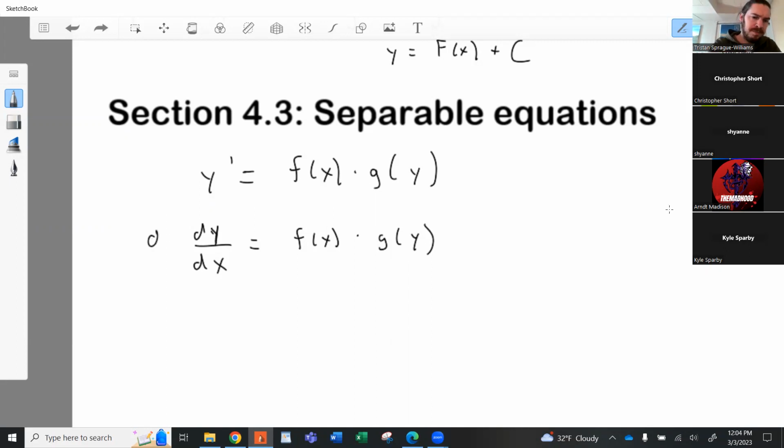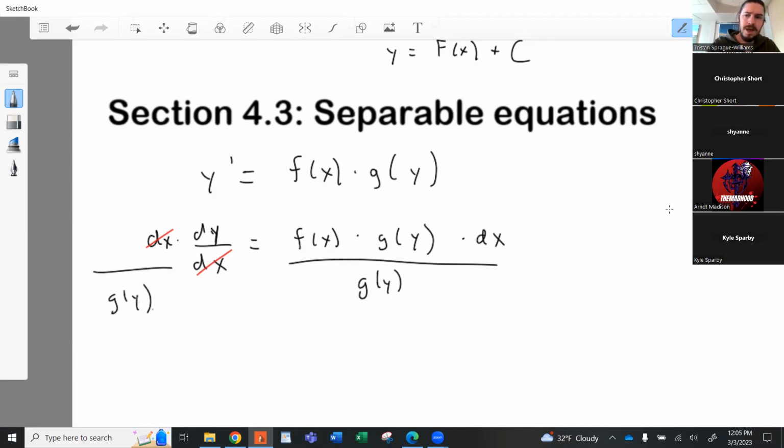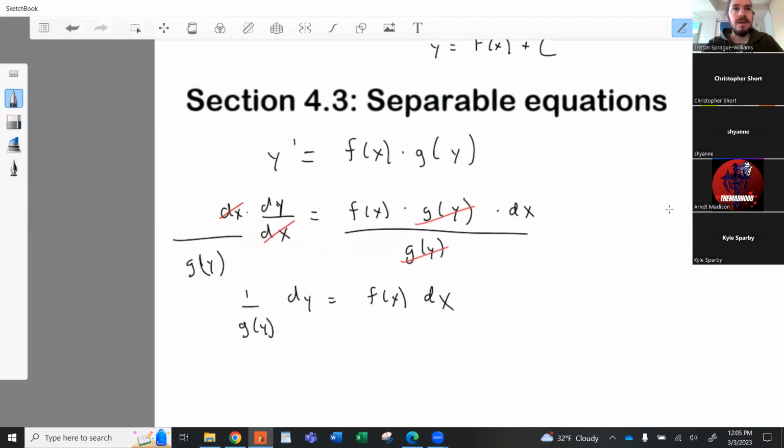So what we can do is multiply both sides by that change in x, and that will cancel out the dx. Then the other thing we can do is divide both sides by g of y, and that will cancel out the g of y on this side. And what we obtain is an equation that looks like this: 1 over g of y times dy equals f of x times dx. And now it's separated, right? All y's on the left, all x's on the right. What do we do next? Integrate both sides.